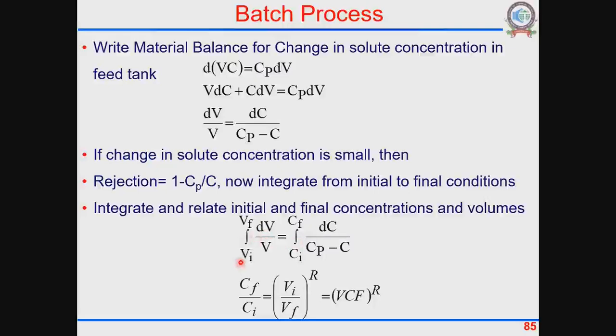dV by V integrated from initial to final, Cp minus C integrated with respect to dC from the initial concentration in the batch tank Ci to the final concentration in the tank. So if you integrate this properly, you will get Cf by Ci would be Vi by Vf raised to R, and Vi by Vf is nothing but our volume concentration factor.